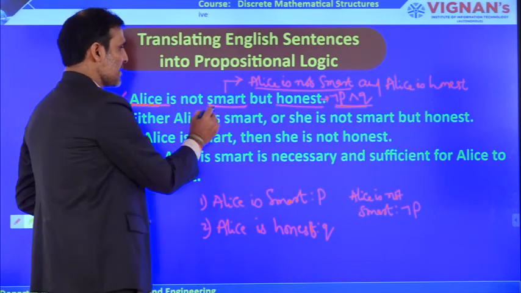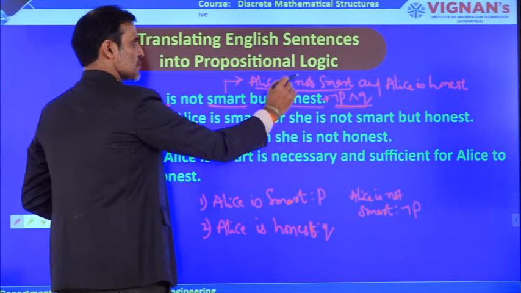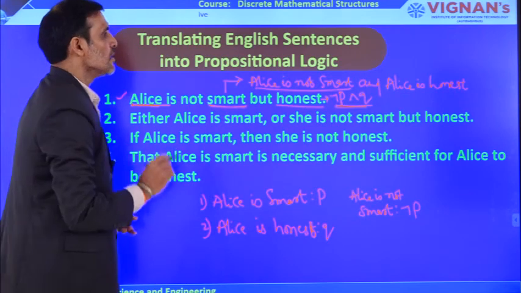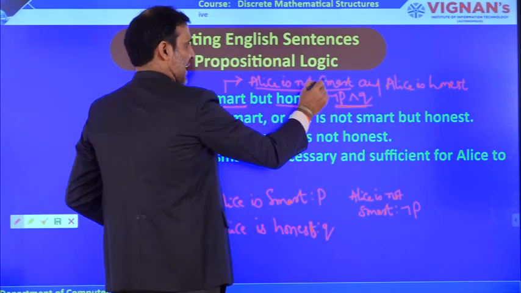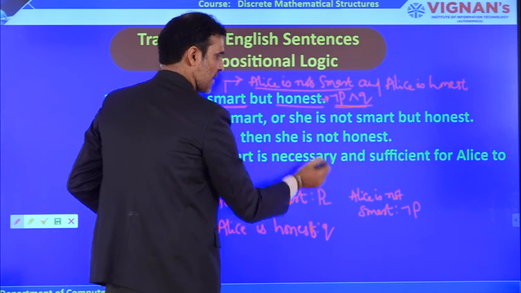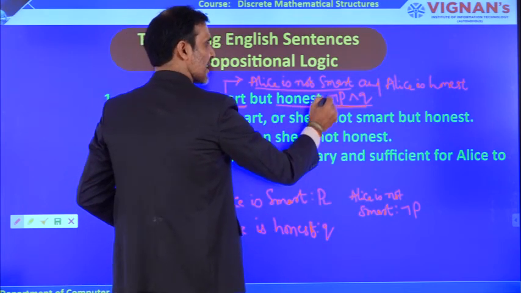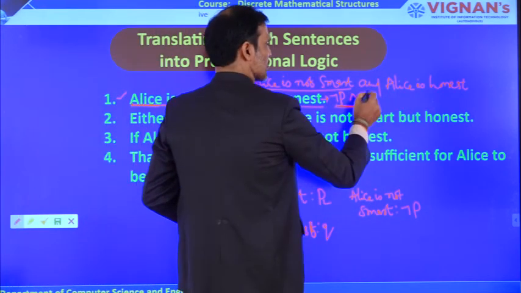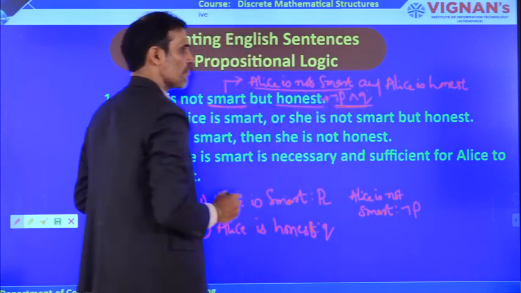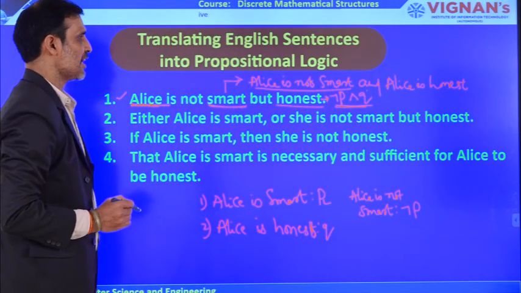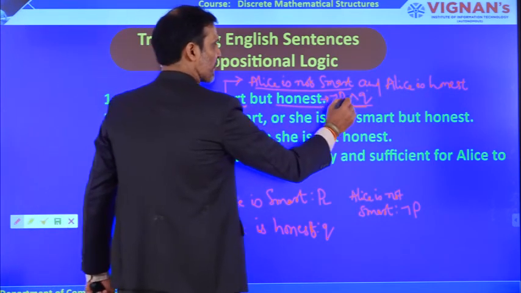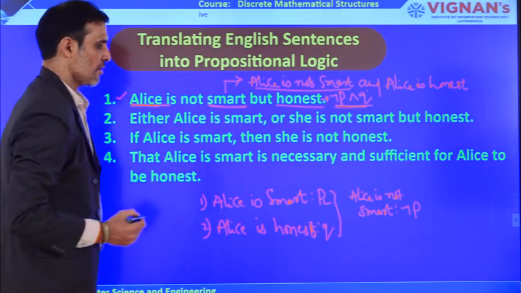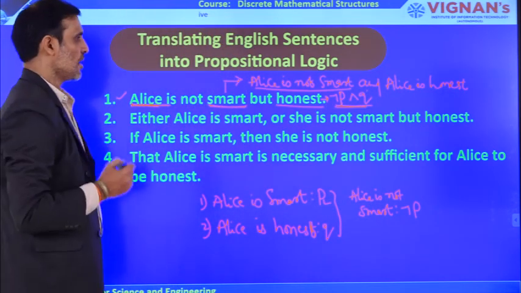Now the same sentence can be written as Alice is not smart and Alice is honest. Because we have taken Alice is smart as the propositional variable P, Alice is not smart can be taken as negation P. And Alice is honest can be taken as Q. Therefore, the first sentence can be written in the form of negation of P and Q, if you take these two as the propositional variables of the given statement. So, this is how we can do it.